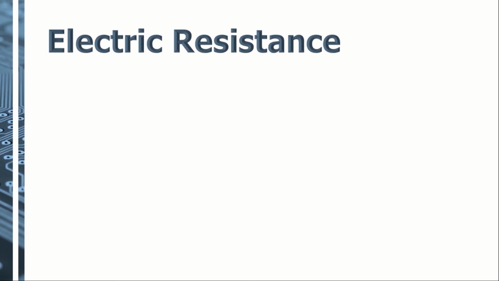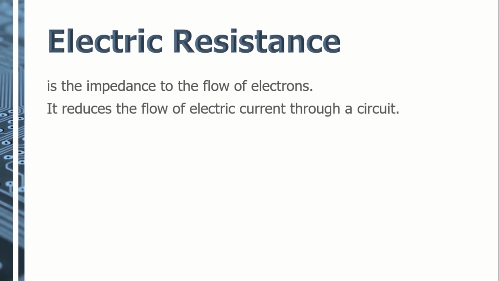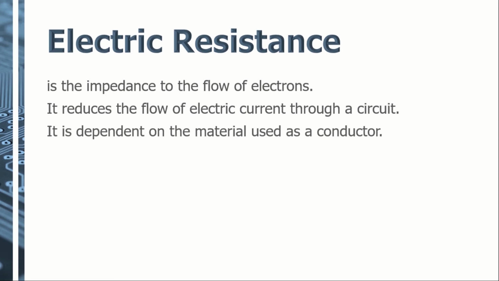The next concept is the resistance. Electric resistance is the impedance to the electron flow. It reduces the flow of electric current through the circuit and converts it to heat, which is the reason for power loss. How much resistance is applied is dependent on the type of material used as a conductor.